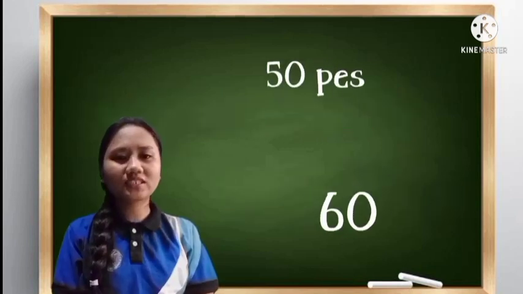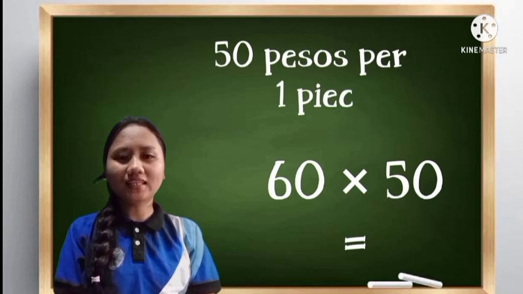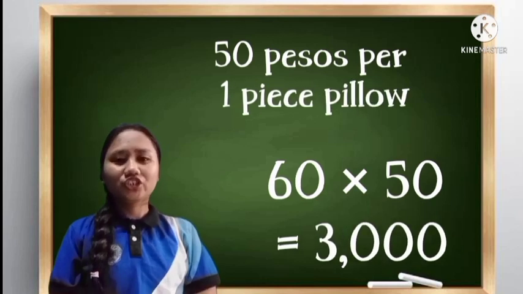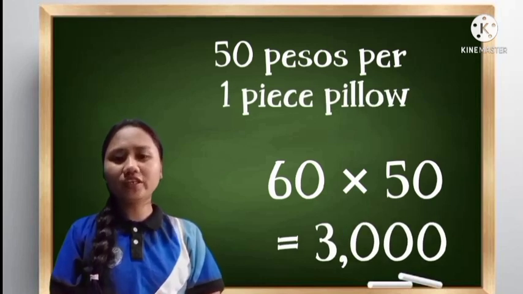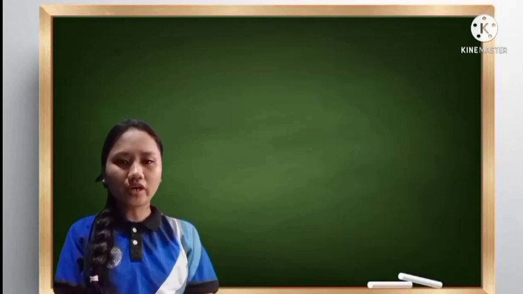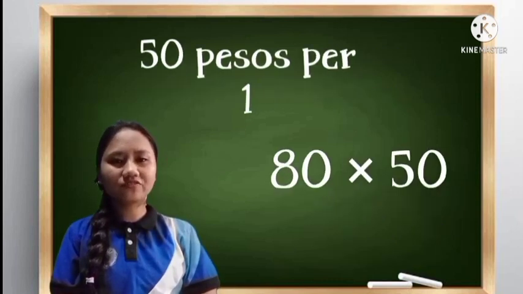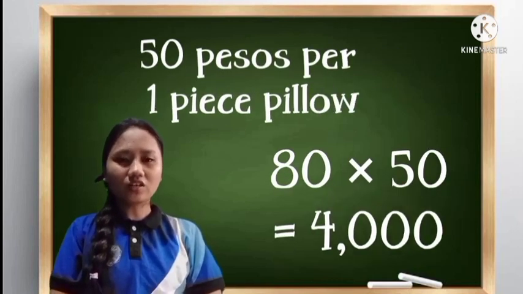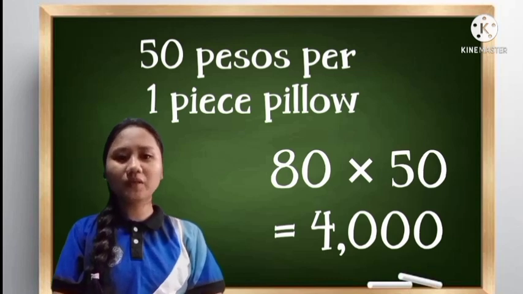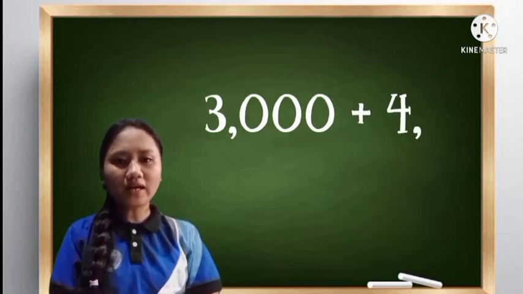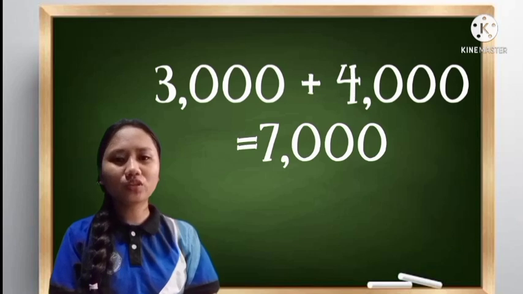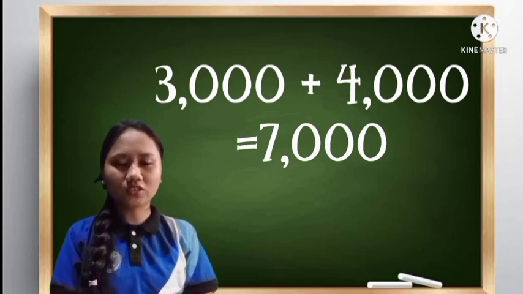If Ami sold 60 pillows, she will earn 3,000 pesos. She sold them for 50 pesos each. Therefore, with the same price, Nina will receive 4,000 pesos for selling 80 pillows. If we combine their total income, it would be 7,000 pesos.